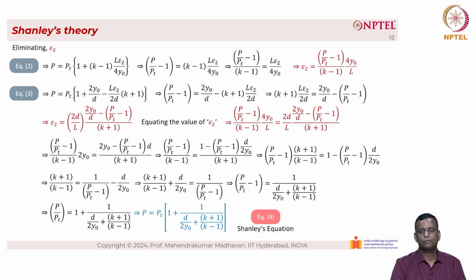This becomes equation 4 and this is the Shanley's equation. So the Shanley's equation actually has a component 1 plus 1/(d/2y_0 + (k + 1)/(k − 1)), which is multiplied with P_t. So to begin with, the minimum value of load is P_t. The maximum value depends upon the value of k in this equation.